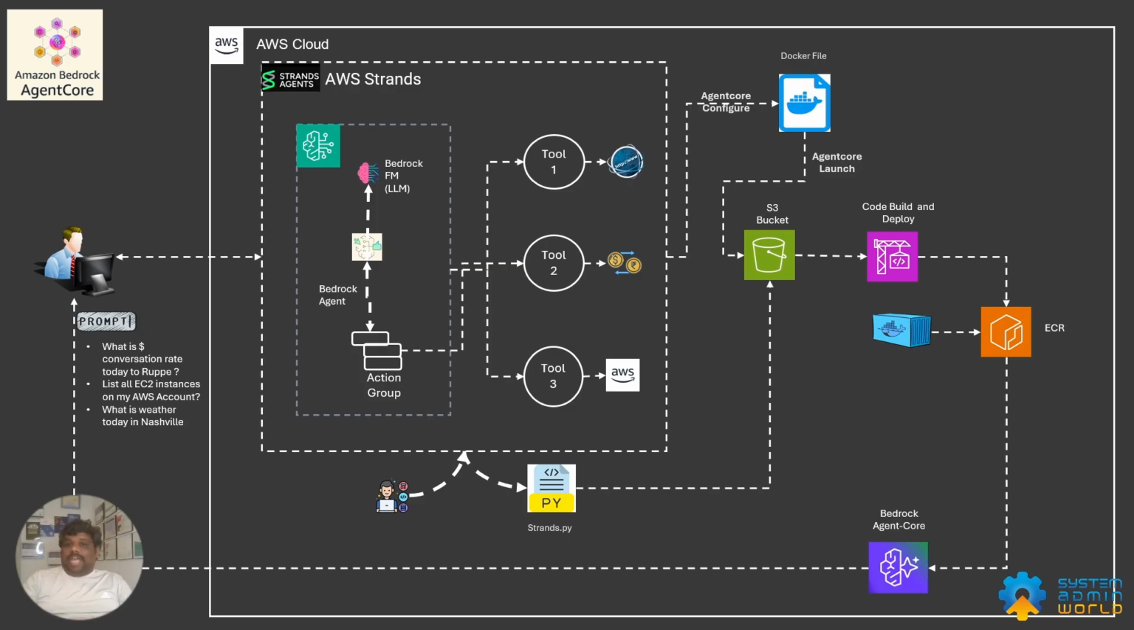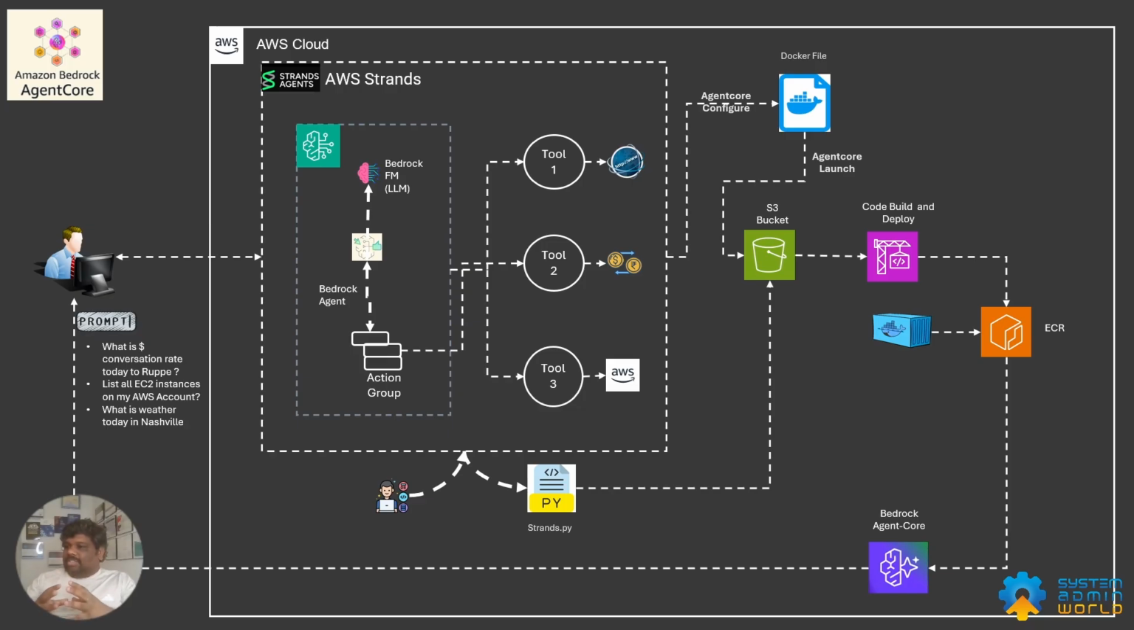If you look at the diagram presented on the screen, it talks about how AWS Strands can be deployed on Agent Core. So the process flow, if you see on the screen, okay, I'm using the same AWS Strands workflow as in the previous Strands workflow video. The only difference here is we are hosting this Strands agent on Bedrock Agent Core. So here is the workflow.